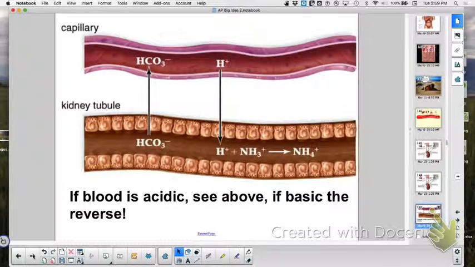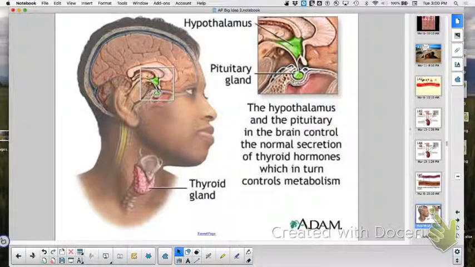And then we also talked about how the kidneys, besides blood pressure, impact how you get rid of urea, and we talked about pH. We also talked about calcium reabsorption as well. This hypothalamus, pituitary, thyroid connection, we reviewed that last class, right?